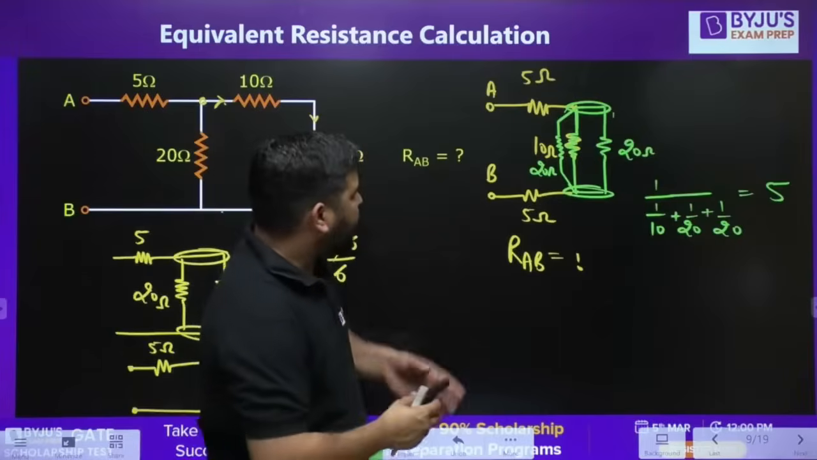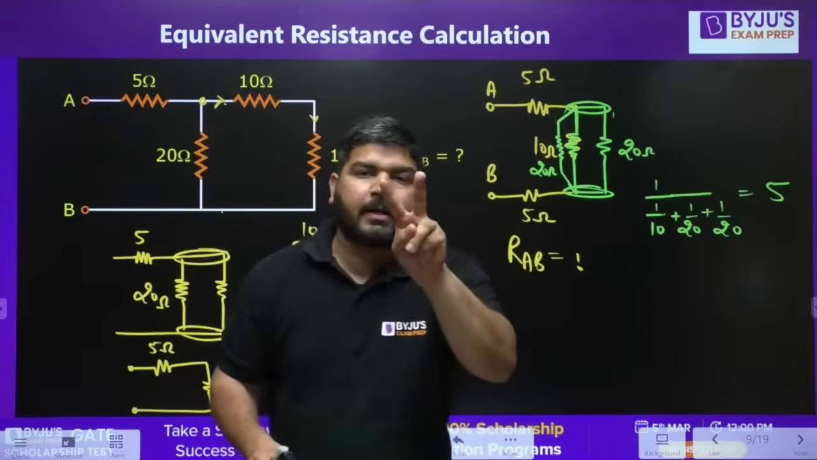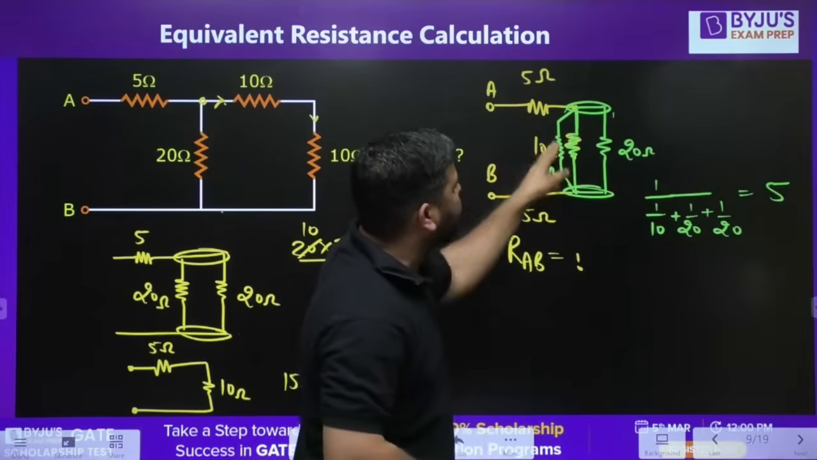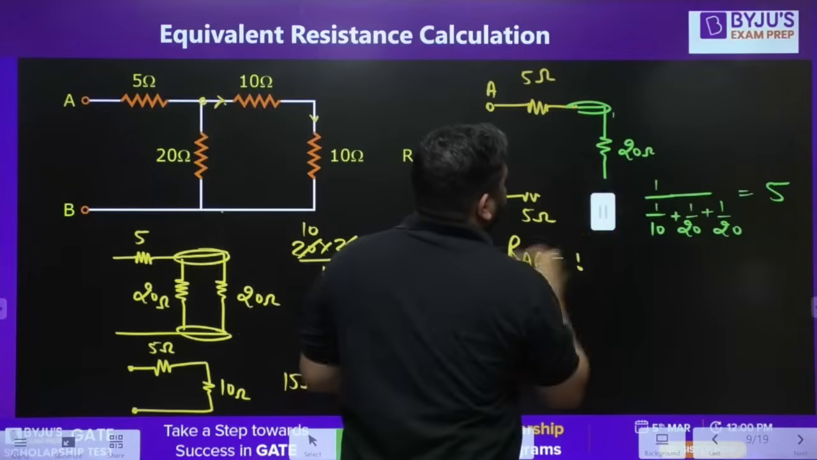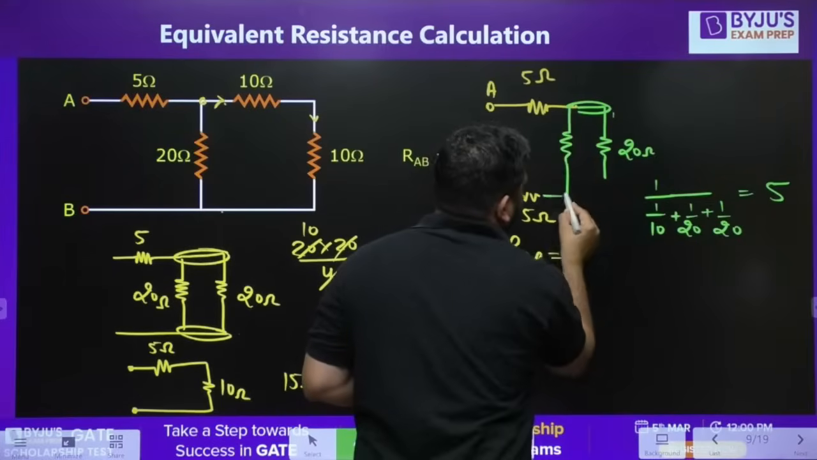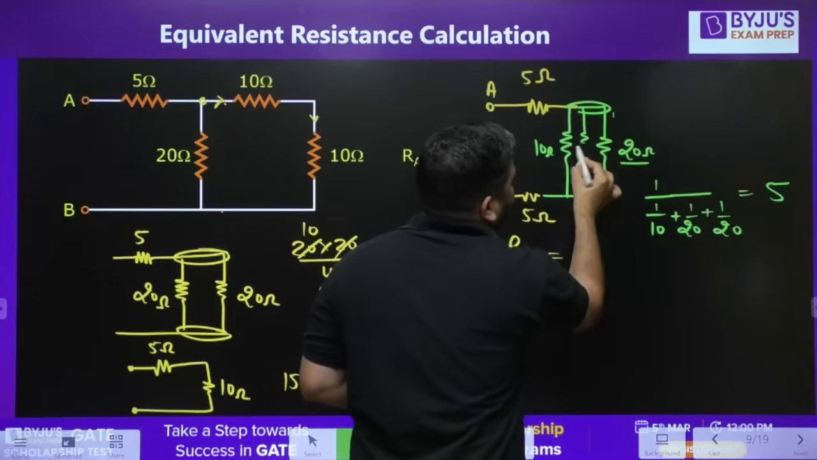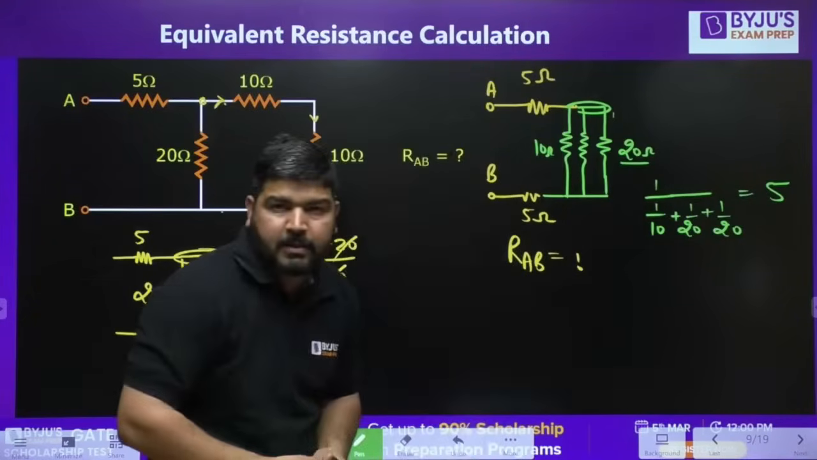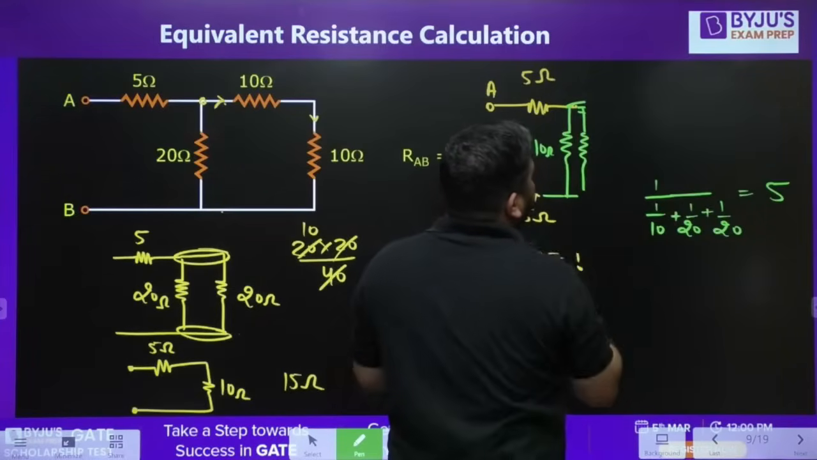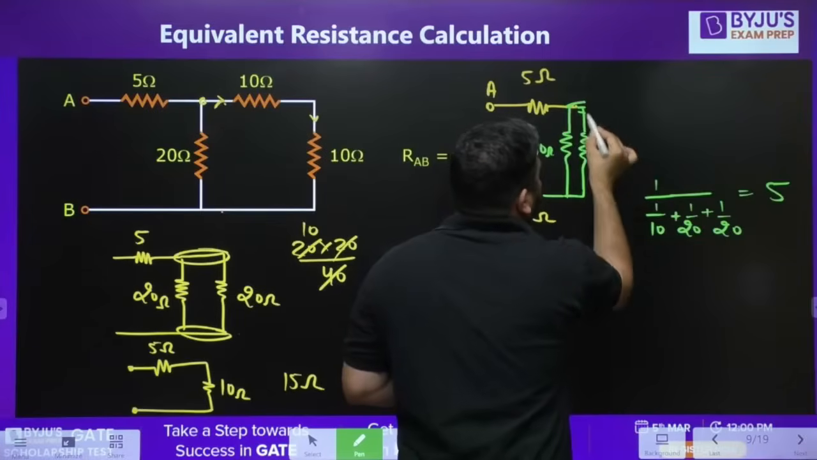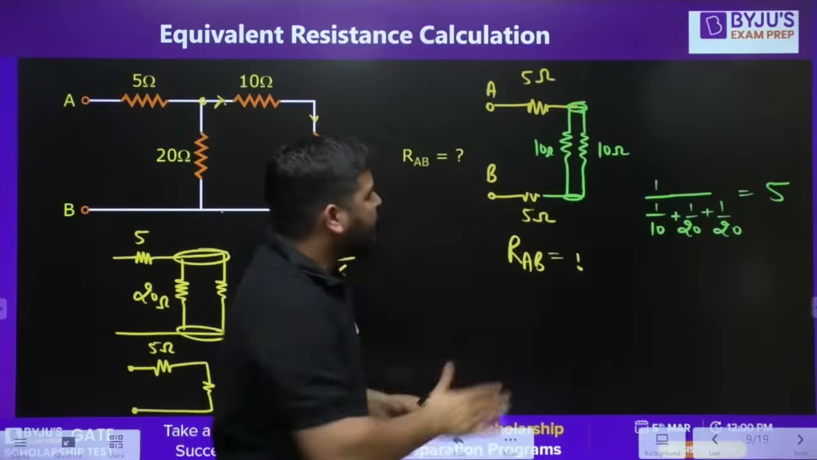There is one more easy way. We have this 20 and we have this 20. So first take the parallel of these two 20 ohm resistances. You keep this 10 ohm connected like this. The parallel of 20 and 20 will be 10 ohm. And now this 10 and this 10 in parallel will become 5 ohm. So the answer is 5 ohm.